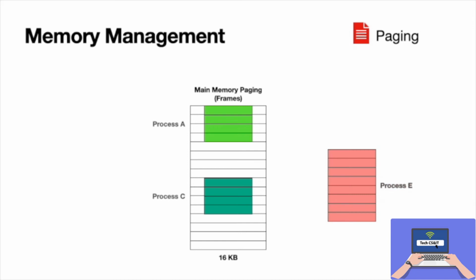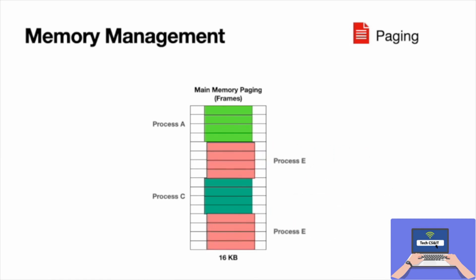So for example, another process E kicks in. It will be allocated by dividing the space, as we have paging here. We have paged process E, so we can easily fit that paged process into the main memory. It will be split into two portions, as we can see, and fit in the main memory.